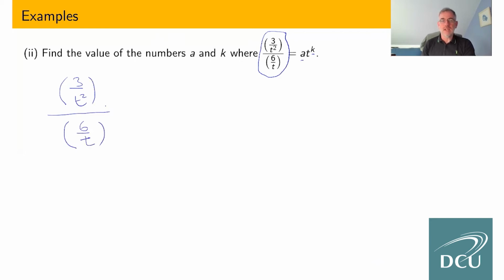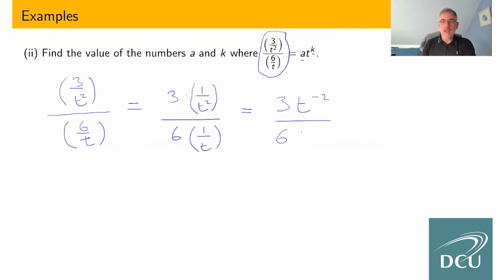The parentheses, the brackets there are just really keeping things together in a logical order. So 3 over t squared, well, 1 over t squared we know means t to the power of minus 2. So the numerator, I can write that as, well, let's break it down. That's 3 times 1 over t squared, and I might put in brackets there. And likewise in the denominator, I have 6 multiplied by 1 over t. What I can do next then is recall that 1 over t squared means t to the power of minus 2. And in the denominator, I'll recall that 1 over t means t to the power of minus 1.